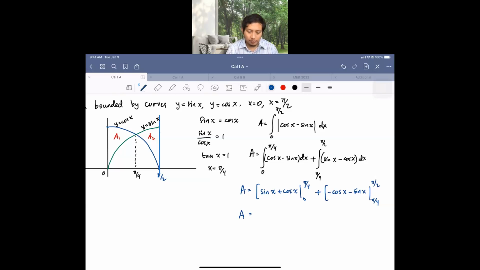So this will be square root of 2 over 2 plus square root of 2 over 2, and then minus 1, and plus 0 minus 1, minus or plus square root of 2 over 2, and we have 2 square root of 2 minus 2.